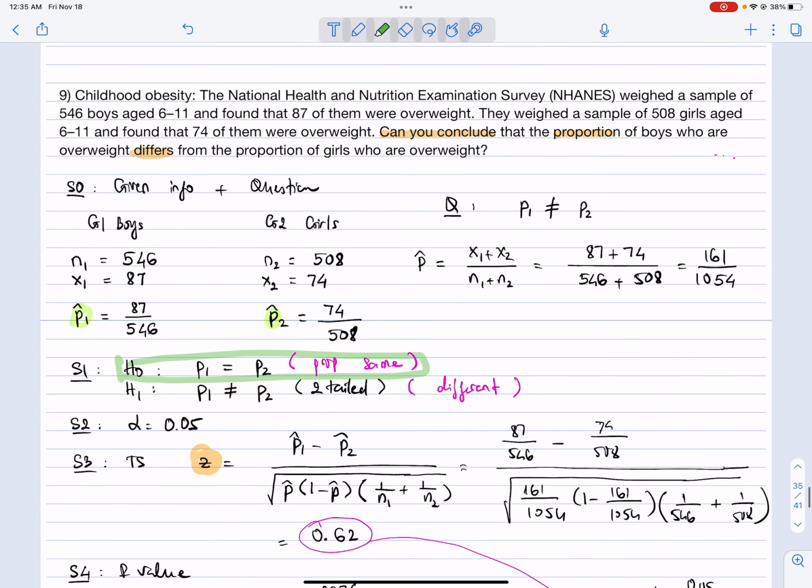So if the question is asking us, can you conclude that the proportion of boys who are overweight differs from the proportion of the girls? So this is not right. We just showed that they are the same. So we say that we cannot conclude that, and then copy down the whole sentence.